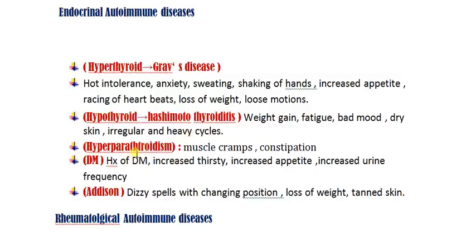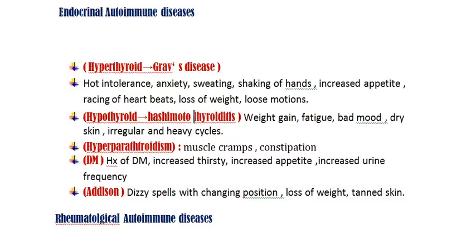For hyperparathyroidism, any muscle cramps or constipation. For diabetes, any history of diabetes, and if no, any history of increased thirst or increased appetite or increased urine frequency. For Addison, any dizzy spells, especially when changing your position from supine to erect position, for postural hypotension of Addison, any loss of weight, any tanned skin. Like that, we finish the endocrinal autoimmune diseases.